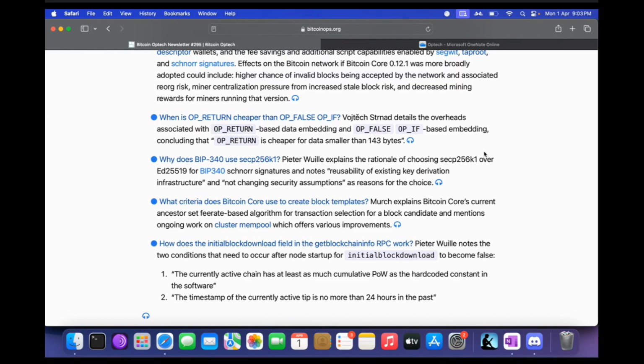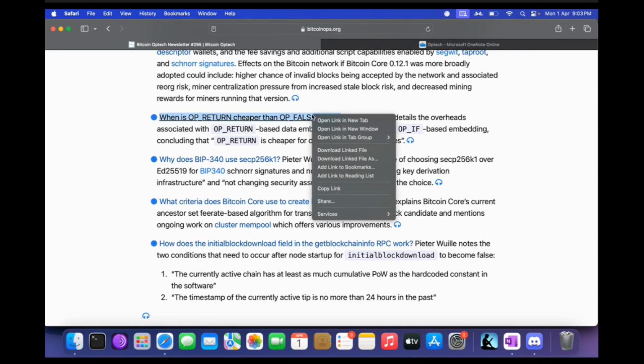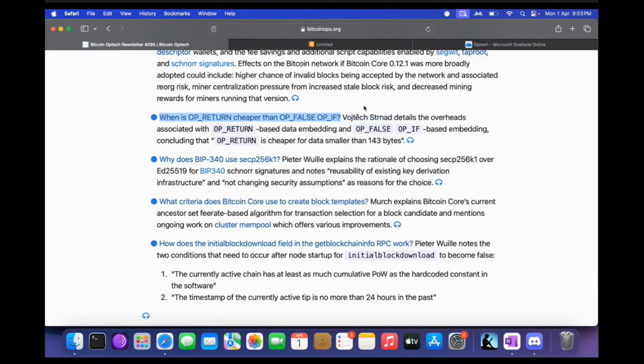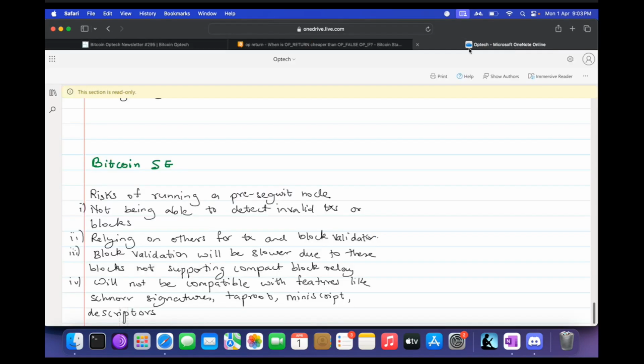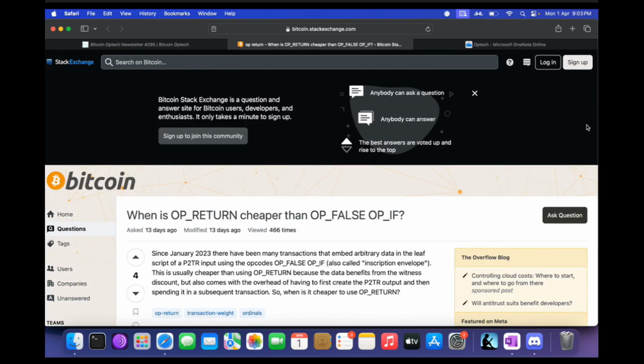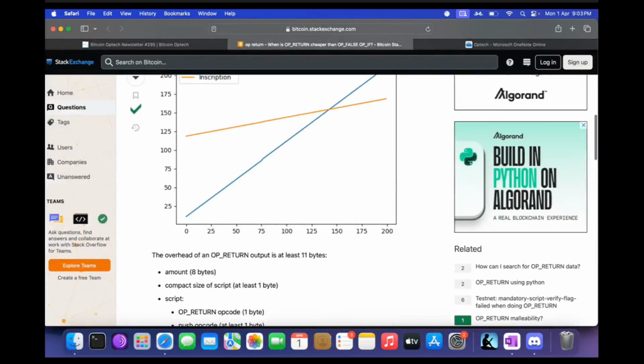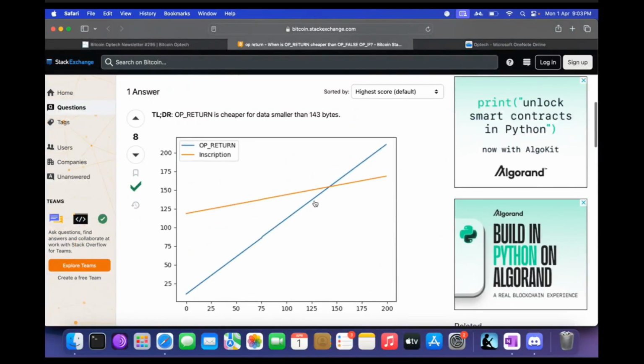So if somebody wants to embed arbitrary data, a JPEG or something, if they think it's a use case on the blockchain, then what is the most cost efficient way to do it? Should one use OP_RETURN or should one use OP_FALSE OP_IF? I think the answer says that it depends on the size of the data that you're trying to embed. To a certain extent, OP_RETURN is more cost efficient. After that, using OP_FALSE OP_IF, OP_PUSH, which is used by inscriptions, is more efficient. So it depends on which school of thought you belong to.